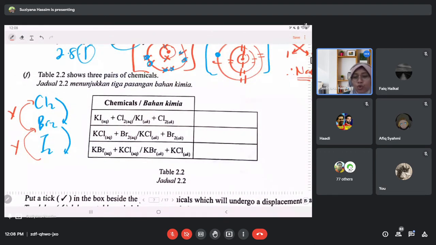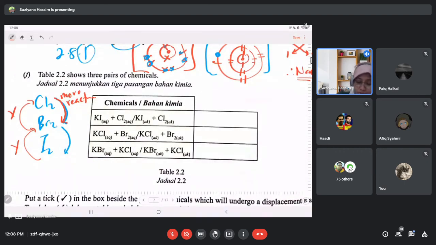Cerita dia macam ni. Boleh tak kamu halau ayah kamu keluar daripada rumah? Jawapan dia tak boleh. So ini kamu, ini ayah kamu. Tetapi ayah kamu boleh halau kamu keluar dari rumah. I mean the positions. So chlorine is more reactive compared to bromine. Bromine is more reactive than iodine.